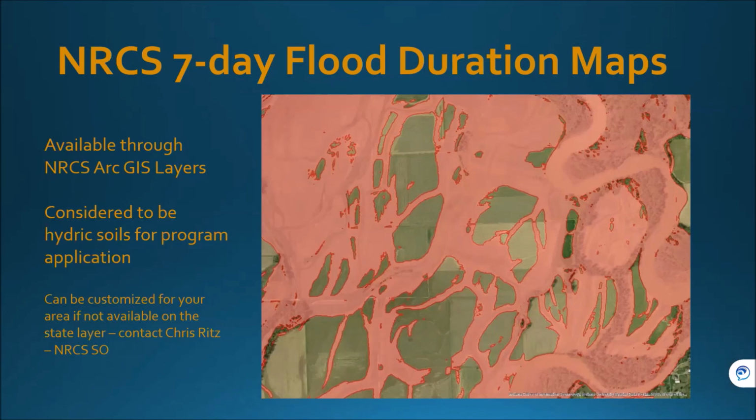If you don't have it for your particular area that your participant is wanting to look into, you can ask Chris Ritz to do a more specific site on request. I've had him do a few for me in the past, so that seems to work pretty well. Just to make that checkbox and go from there.